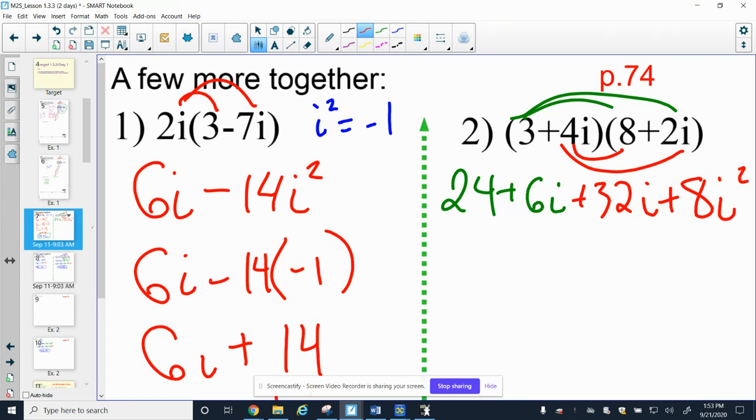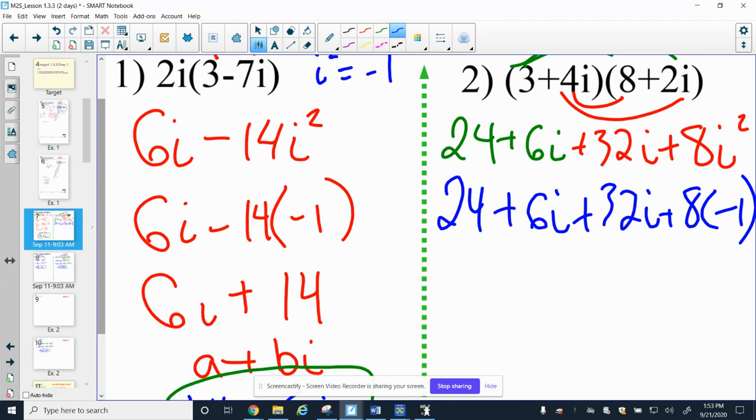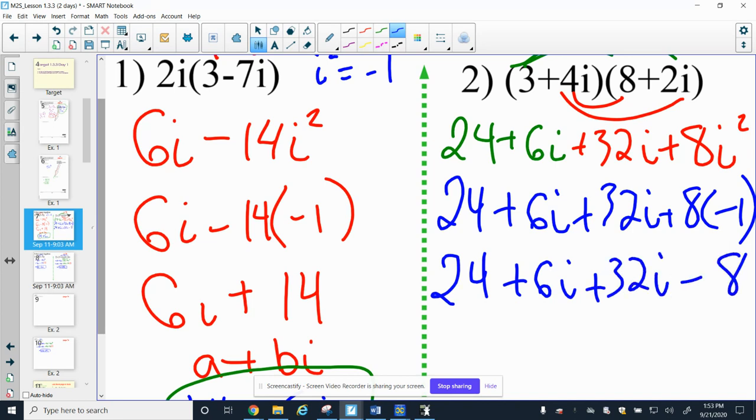Again, we're not done because there's a lot of simplifying we can do. Personally, I'm going to start by changing that i squared at the end to our -1, since that's that key idea that we remember. So we have 24 plus 6i plus 32i, and we have plus 8 times -1. Now we know 8 times -1 is just -8. So we have 24 plus 6i plus 32i minus 8.